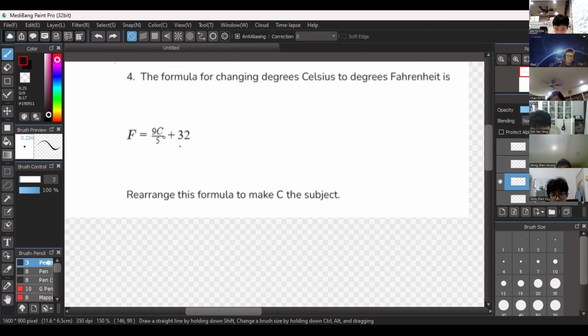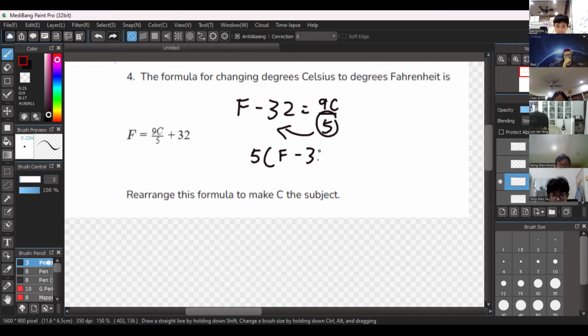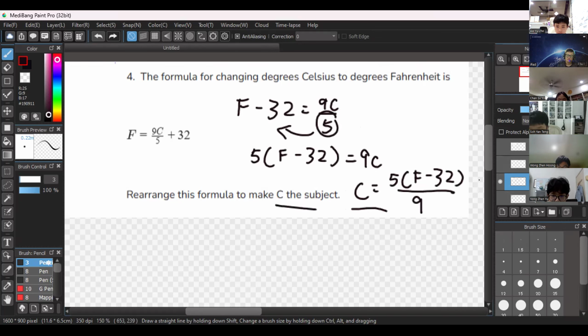So first we can shift 32 onto the other side. So it will become 5 minus 32 equals 9c divided by 5. So we can shift the 5 over to the other side. So it will become 5 times 5 minus 32 equals to 9c. So to find c, it will be 5 times 5 minus 32 divided by 9. So now c is the subject.